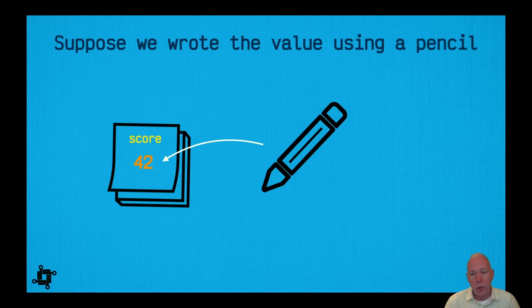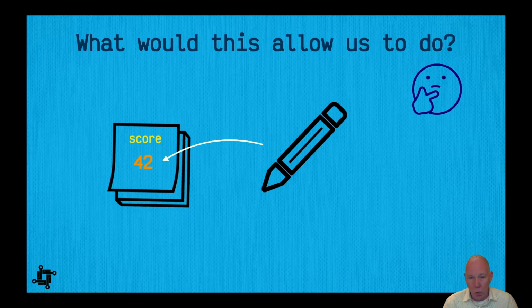Now, suppose we wrote that value using a pencil. And the analogy is that I wrote it with a pencil, so what would that allow us to do? That would be a point to open up a brief discussion with the students about what we mean by writing it down with a pencil. And hopefully they say, well, pencils have erasers, and erasers mean that I could erase that value and rewrite it as a new value. And that's exactly where we want to go with this. So for example, the 42 gets erased and now a new value, 43, is written down.